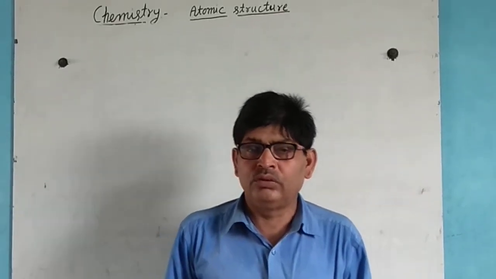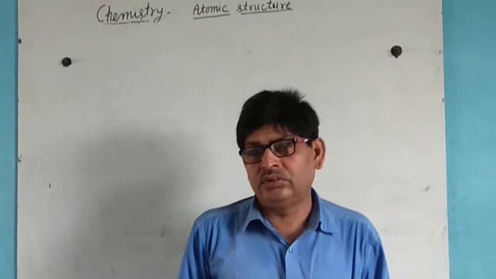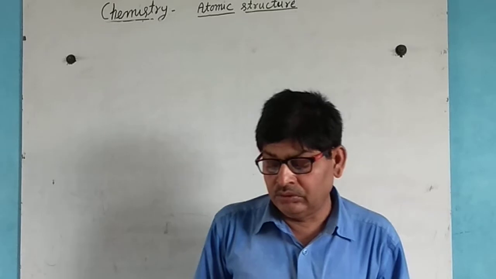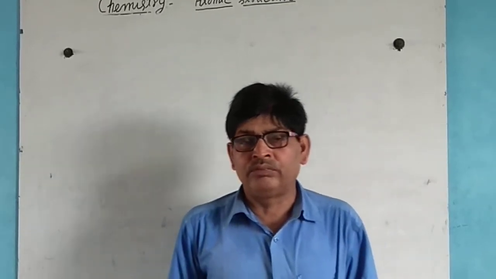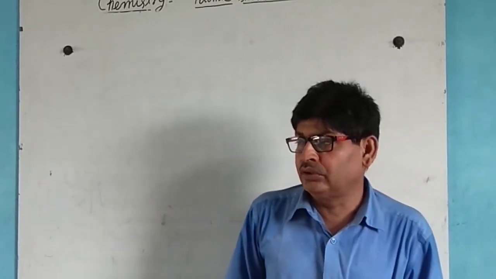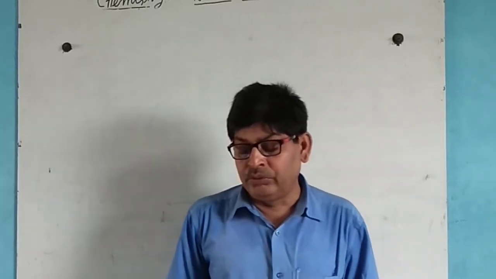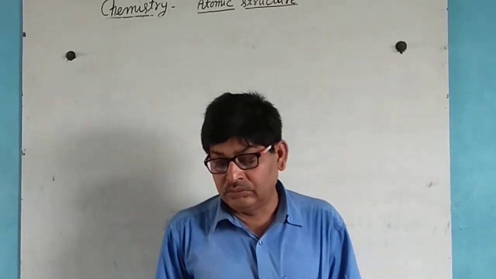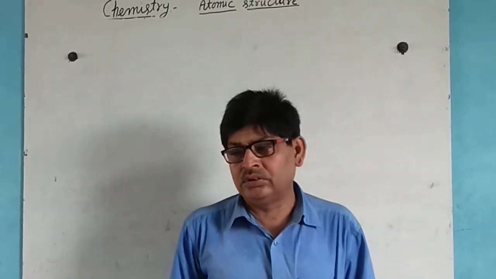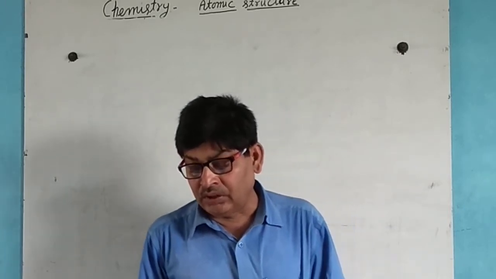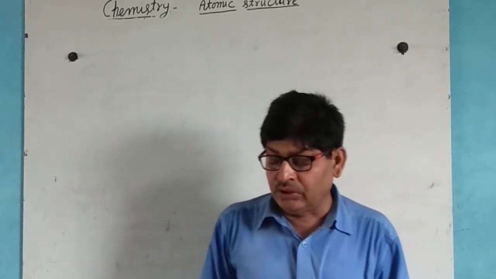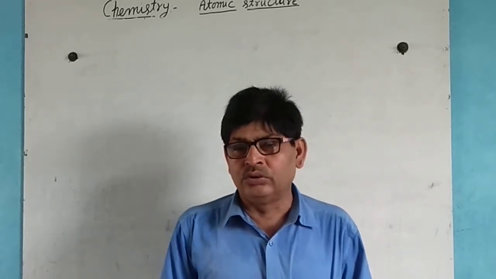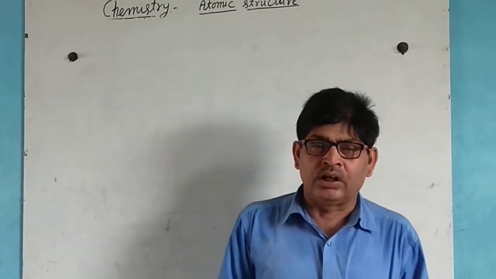Today we are going to study about the electronic configuration of atoms. The atom is built up by feeding of electrons in the orbitals. The arrangement of electrons, the distribution of electrons in different orbitals, is known as electronic configuration.